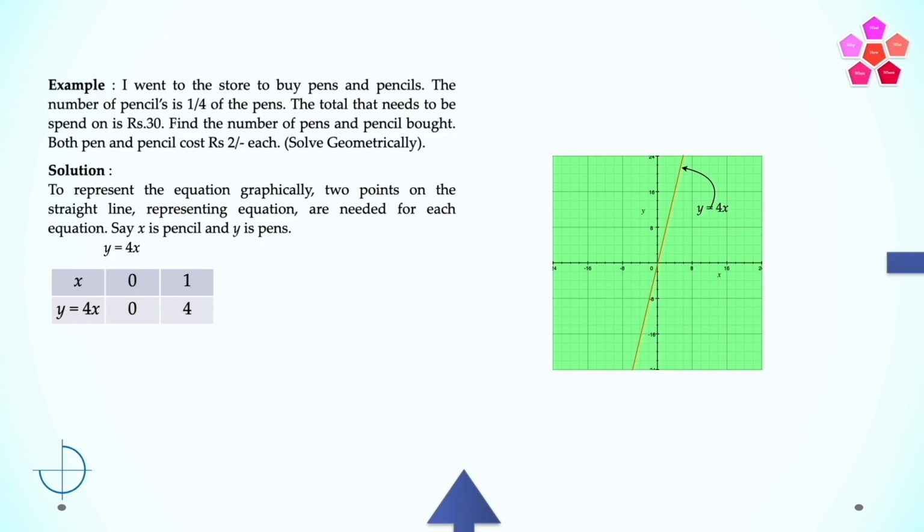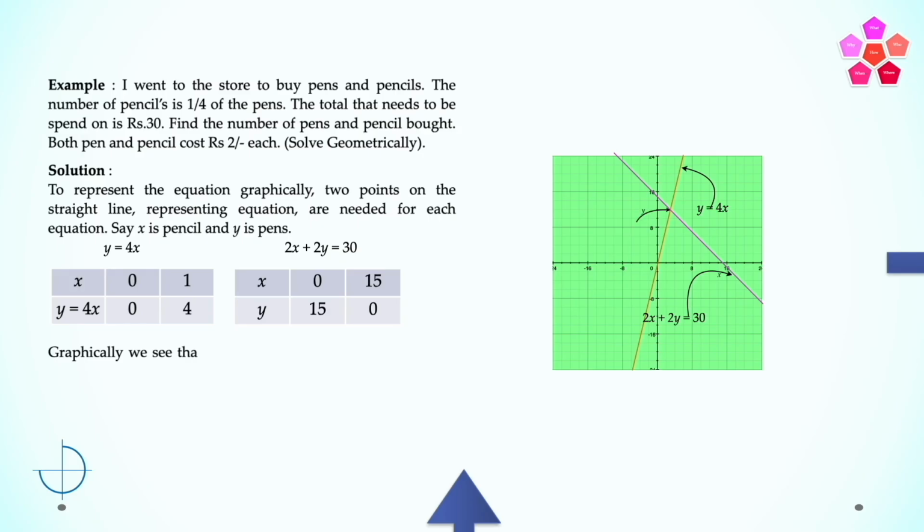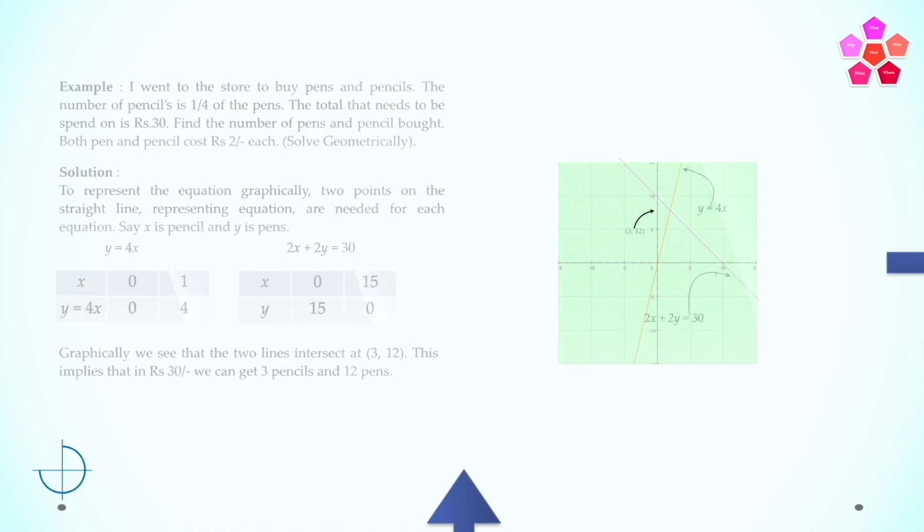Now if we see that when x is equal to 0, that is, the number of pencils is 0, we still can buy 15 pens. But if we only buy the pencils, that is x, then y is equal to 0, that is, the number of pens will be 0. So the next plotting shows when x is equal to 0, y is equal to 15, and when x is equal to 15, y is equal to 0. Graphically, we see that the two lines y is equal to 4x and 2x plus 2y is equal to 30 intersect at 3, 12. This implies that in rupees 30, we can get 3 pencils and 12 pens.